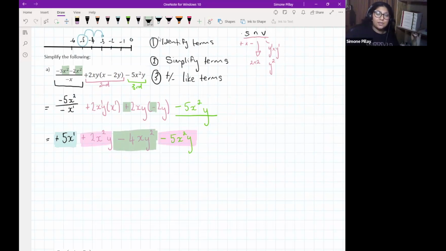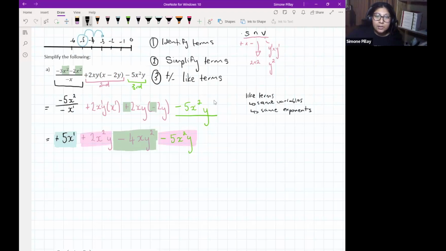Now, let me just explain that as well. What I want you guys to remember is when we are looking for like terms, we're looking for the same variables with the same exponents. If they don't have the same variables and the same exponents, they're not like terms.